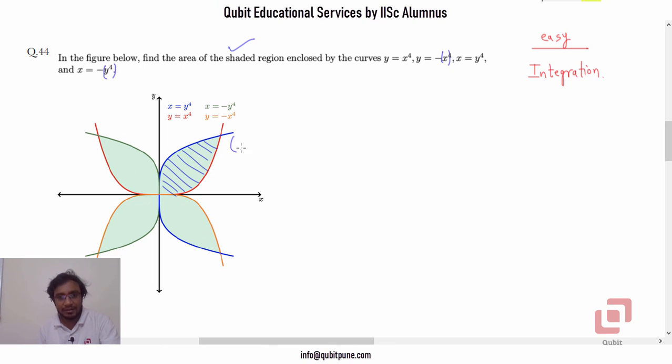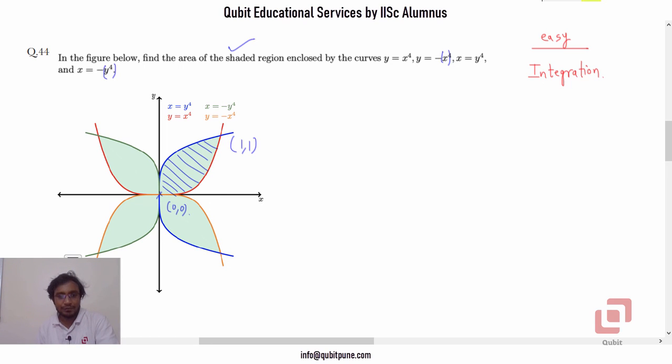Okay, this point here, it's 1 comma 1, goes without saying. By observation also you can find that, or by solving the equations simultaneously, the way we did it for circle and parabola problem. And this is origin. Okay, this is origin. Now this gives us the limits on the definite integral.